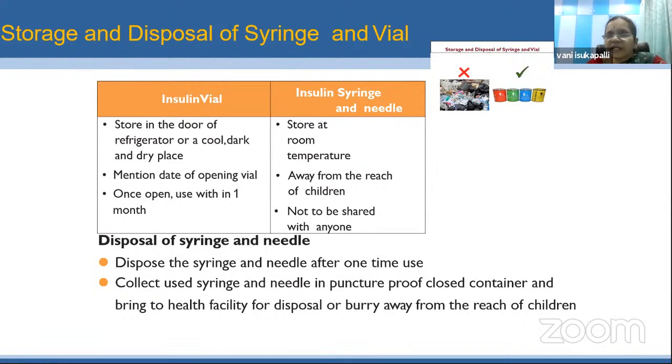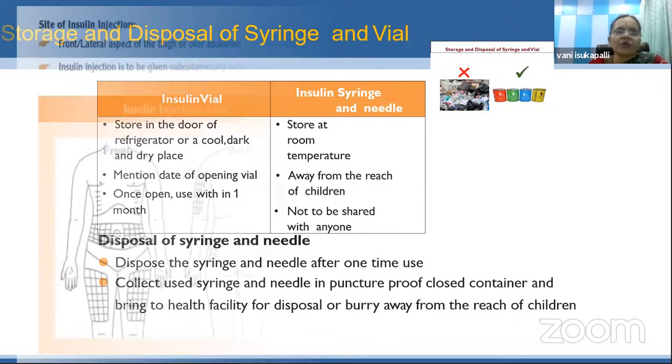And the insulin syringe and needle can be stored at room temperature, need not be kept in the fridge. It should be away from the children and should not be shared with anyone. And these syringes and vials have to be discarded or disposed appropriately. So dispose of the syringe and needle after one-time use, and collect the syringe and needle in a puncture-proof closed container and bring it to the health facility for disposal, or bury it out of reach of the children. So these are the simple tips we have to educate the women on insulin.